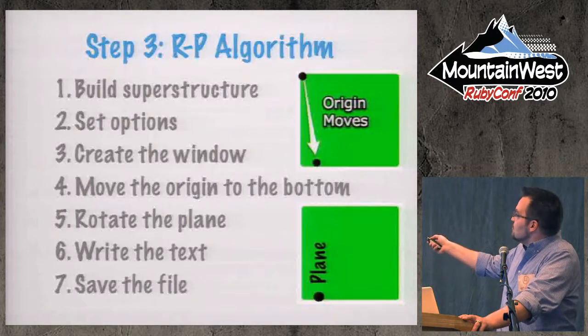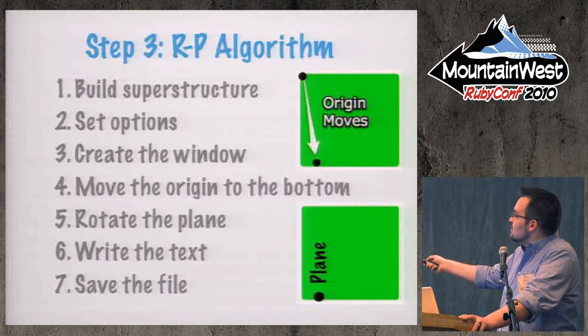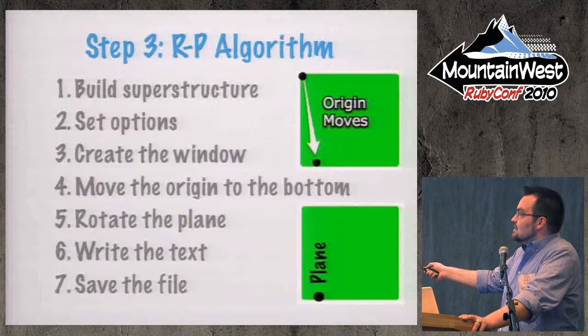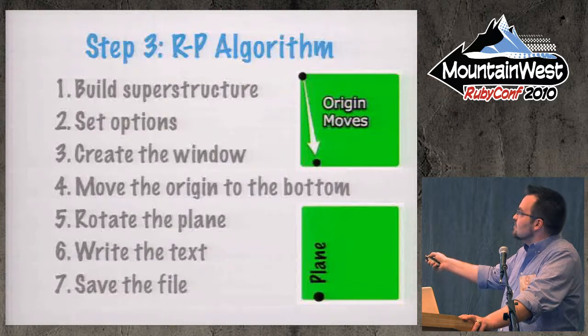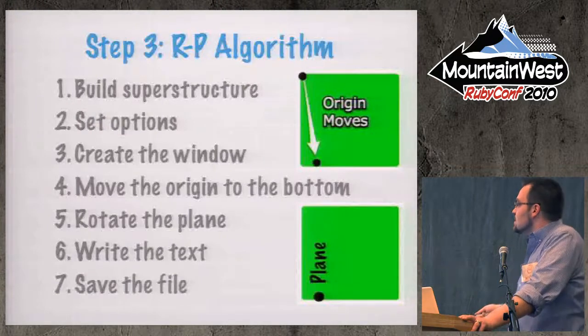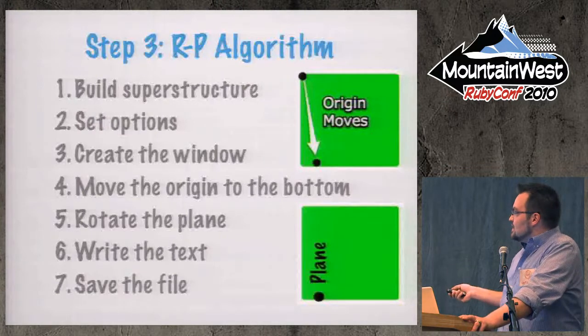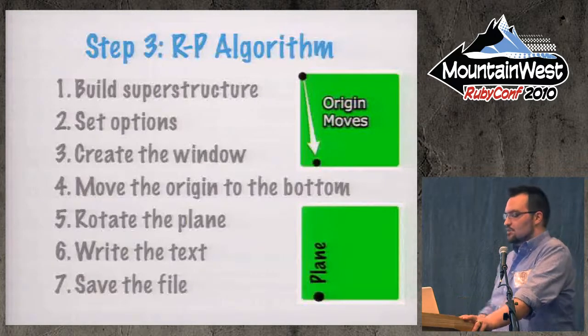So if I move this origin straight down here, it will write the text off the edge here. Does that make sense? So the baseline is on this corner. So I have to move it not only down, but also the height of the letters to the right. That way my text will end up right here along the edge. Once the origin is down there, I've got to rotate the plane so now that text gets written in this direction. I've got to actually write the text and output the file.